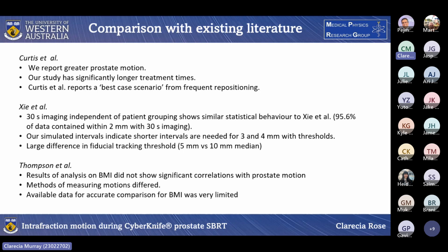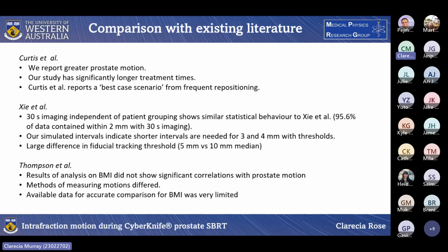Shea et al., we did have some similar results for 30-second imaging. However, our simulated images for 3mm and 4mm thresholds did indicate that shorter intervals were needed. However, it is important to note that our data was relative to a 10mm CyberKnife tracking threshold, which means that the treatment will actually be interrupted and CyberKnife will not track further than 10mm. However, Shea et al.'s study was relative to a 5mm tracking threshold.